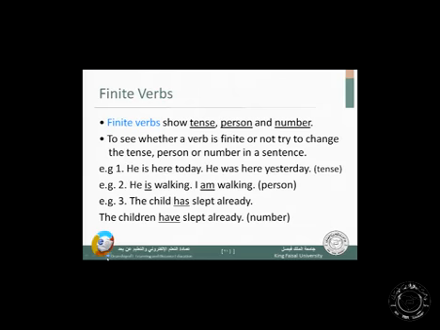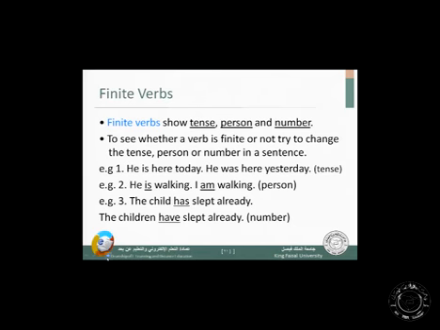Also, you can change the number. So you try to change the tense, you try to change the person, you try to change the number. If none of this works, if the verb stays the same in all of these cases, then it is non-finite. So for example, in example 3, "the child has slept already" and "the children have slept already." You notice when we change the number, instead of a singular subject we use a plural subject, the children.